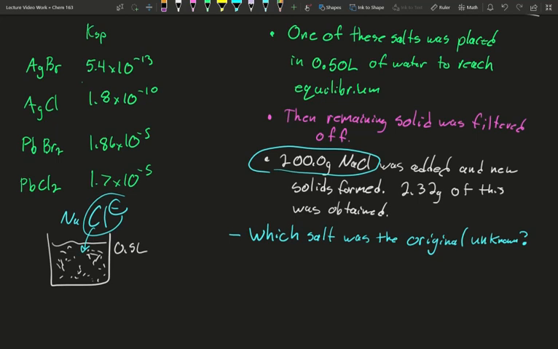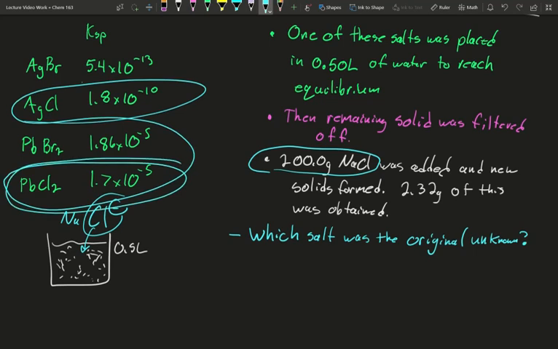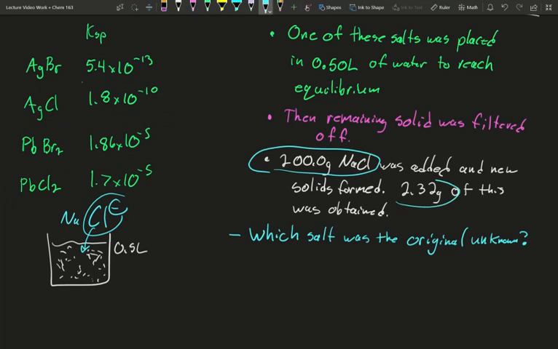The common ion effect is going to make either silver chloride or lead chloride precipitate out. Given the vast quantities of chloride, we can assume nearly all of the cation will precipitate as well. As that occurred, 2.32 grams of a precipitate formed. Using this info, can you determine what the original salt was?